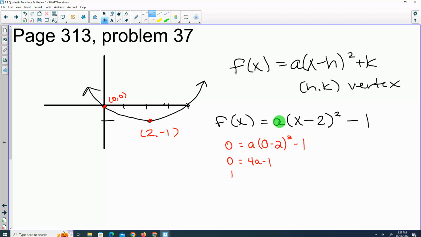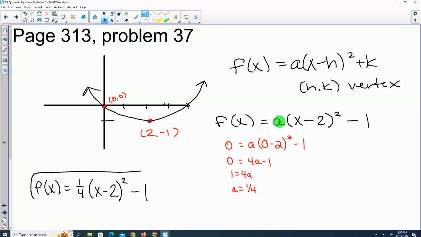Can you find the a value now? Add 1, divide by 4. So my a is 1/4. So now I know my full equation is 1/4 times (x minus 2) squared minus 1. So I just used the vertex and one other point to figure out what a had to be.